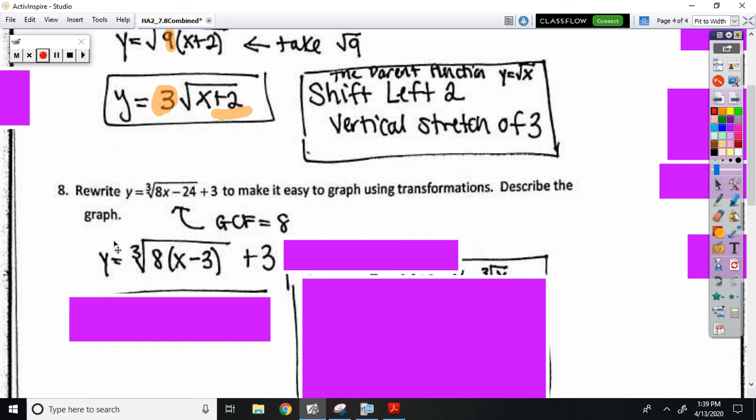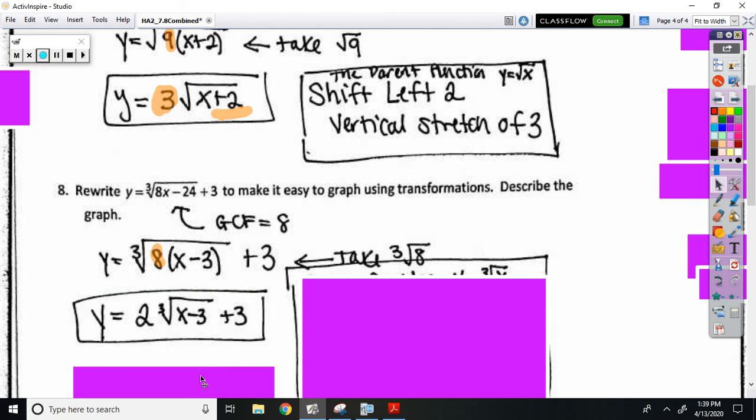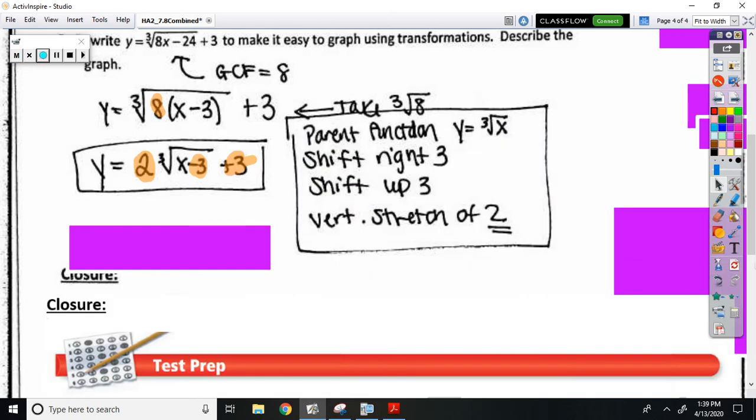And then we can actually take the cube root of 8. What is the cube root of 8? 2. That 2 then comes outside. So we should get a vertical stretch of 2. The minus 3 inside tells me to go to the right 3. And the plus 3 outside tells me to go up 3. So right 3, up 3, and a stretch of 2.